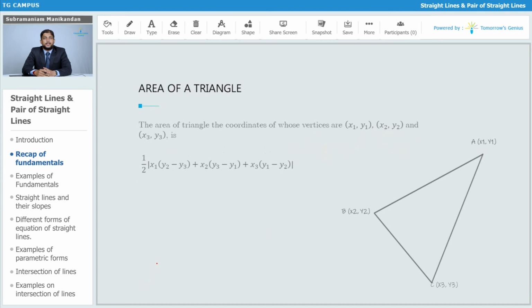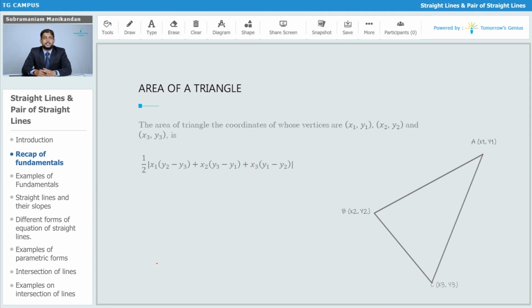Next, the area of a triangle given its vertices. That is, we are given the 3 vertices of a triangle, and from that we can calculate the area of the triangle in the plane. Suppose we have a triangle whose vertices are A given by (x1, y1), B given by (x2, y2) and C given by (x3, y3). Then the area of this triangle after various calculations can be simplified as half into x1 into (y2 minus y3) plus x2 into (y3 minus y1) plus x3 into (y1 minus y2).